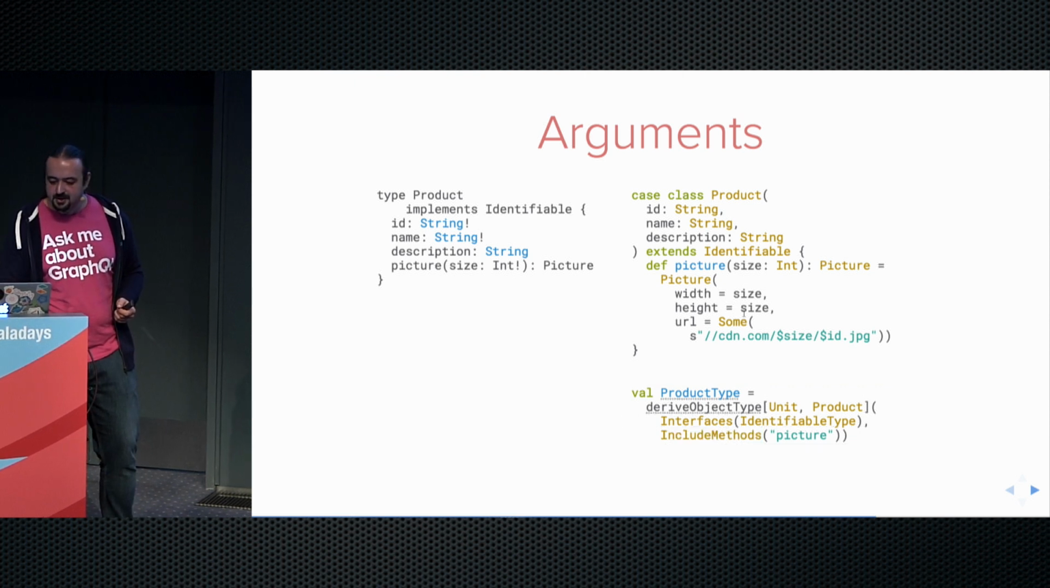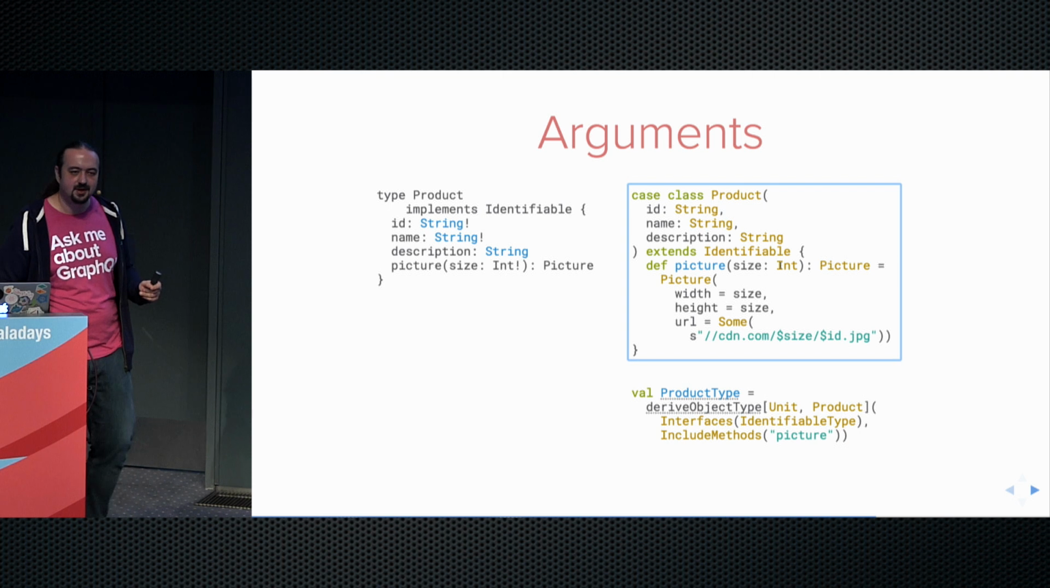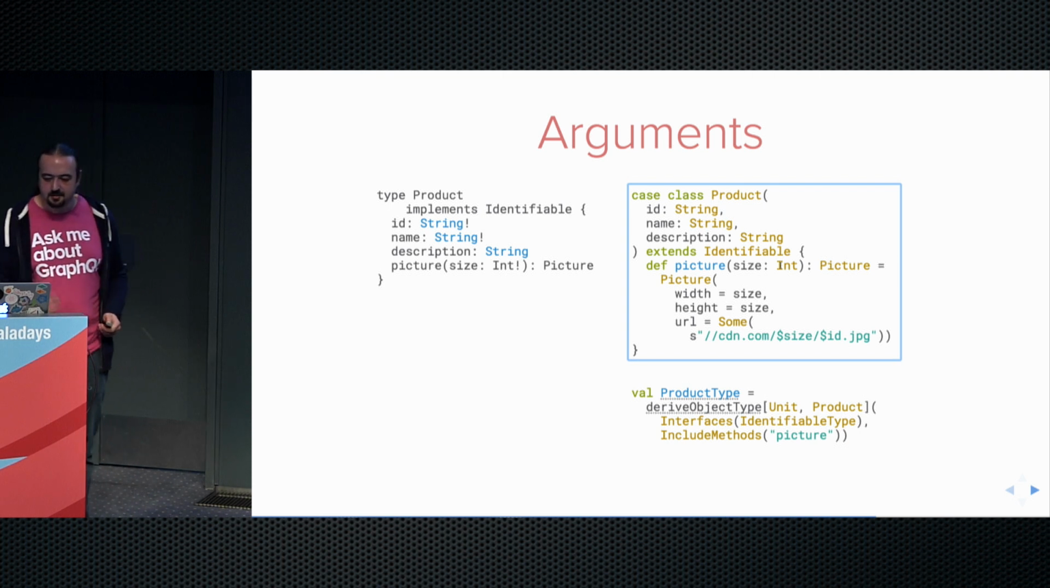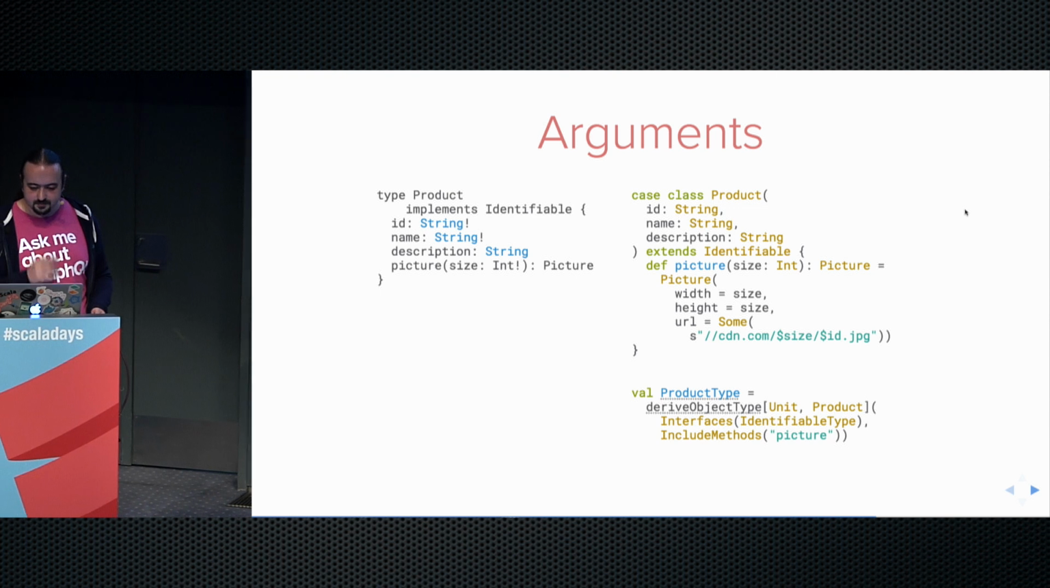What it will do, it will derive not only the field, but it also will derive all of the arguments, and will execute this method with correct arguments when it comes from a GraphQL query. So it does all of this definition for you. But we also will see just in a second how you can do it explicitly.